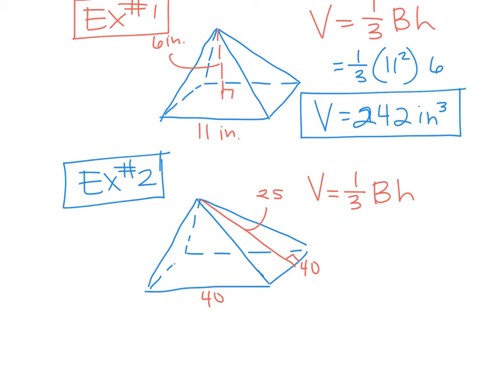1/3 BH. What is B right now? 40 squared. So it's 1/3 the area of your base, which is 40 squared. What is H? Not 25. You don't need an apothem here. How'd you get your 20? Because that's half of 40.